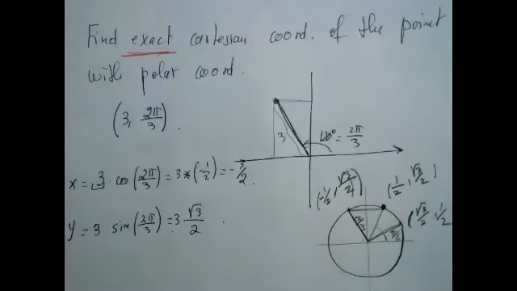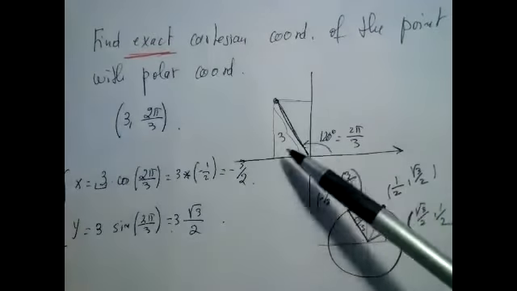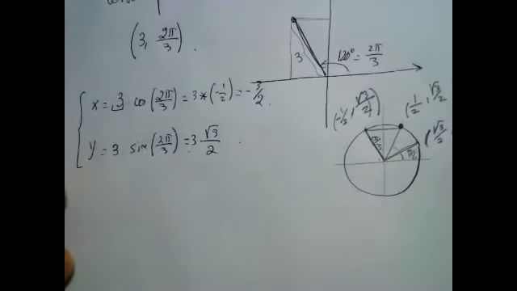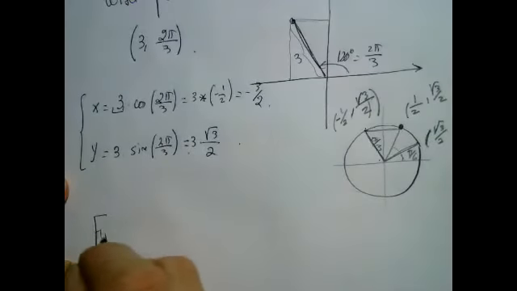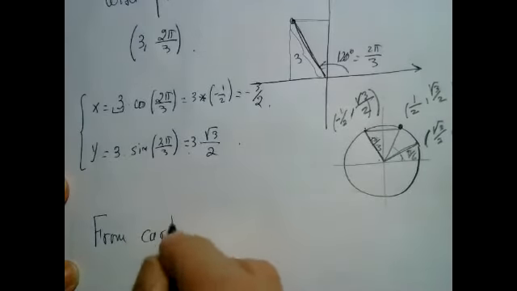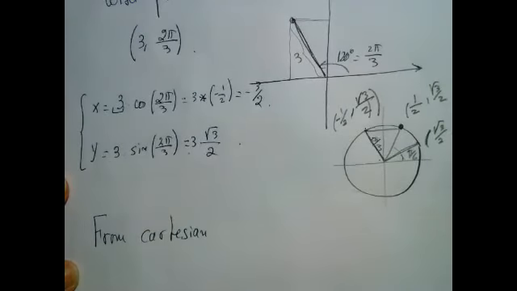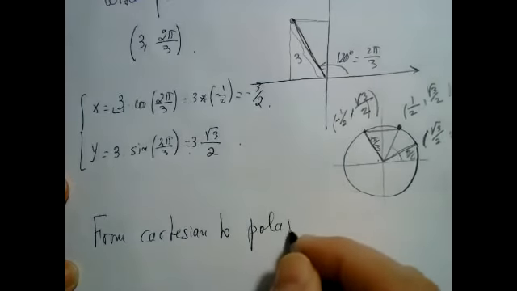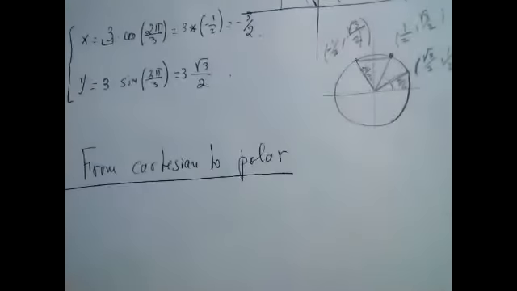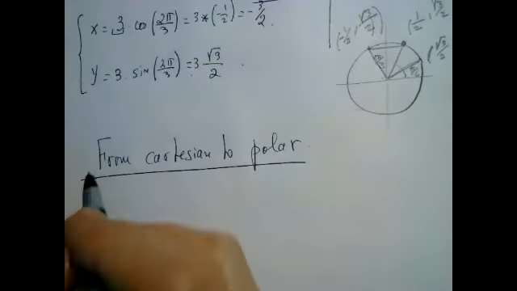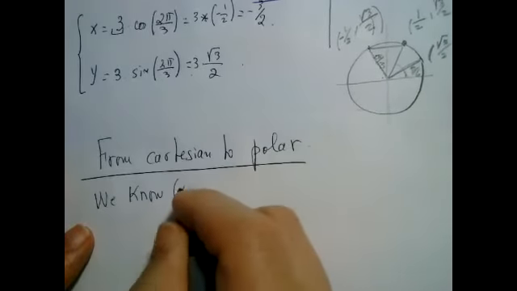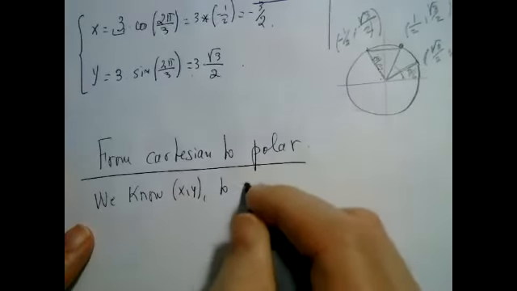All right. So if I know the polar, I know the r and theta, find the x and y is actually not hard. Now we're going to go backward, from the Cartesian now to polar. Means I know the Cartesian, I know the x and y. I want to find the r and theta. Okay, so we know x, y, to find r, theta.